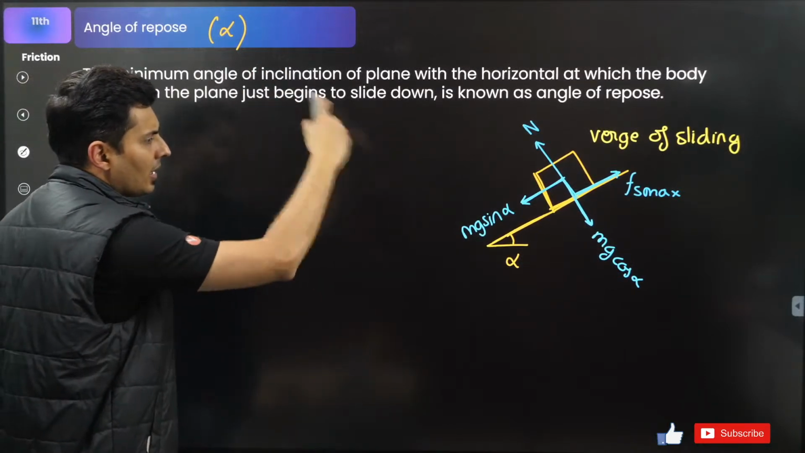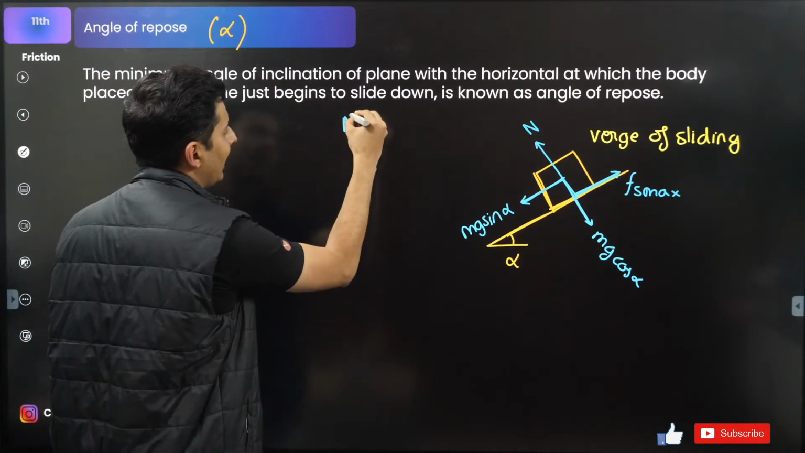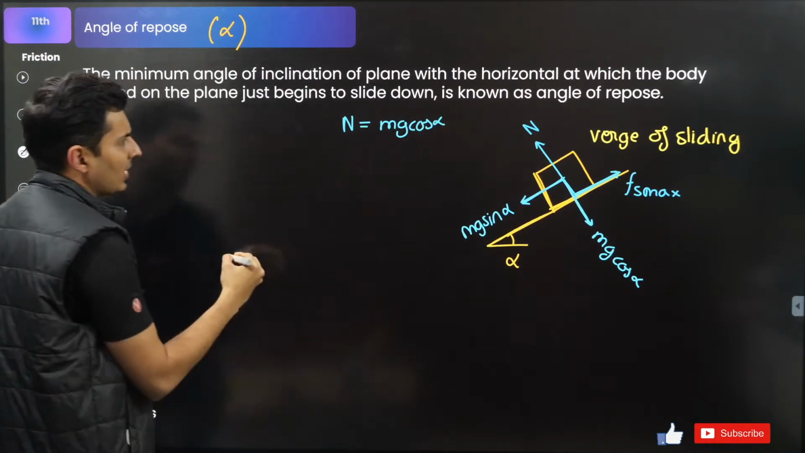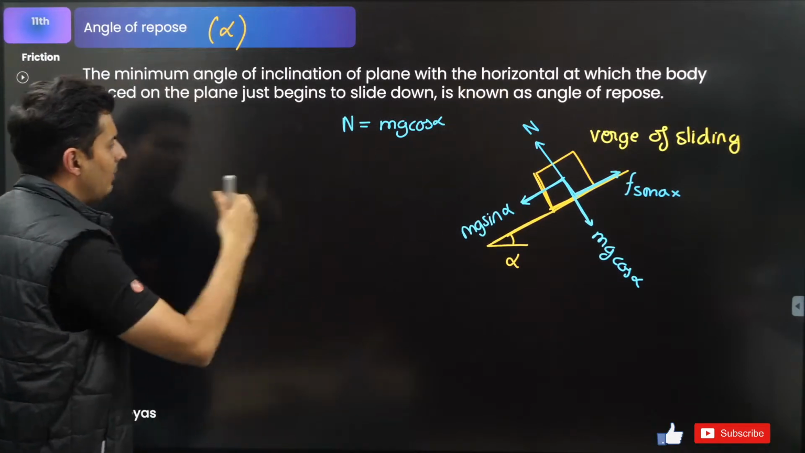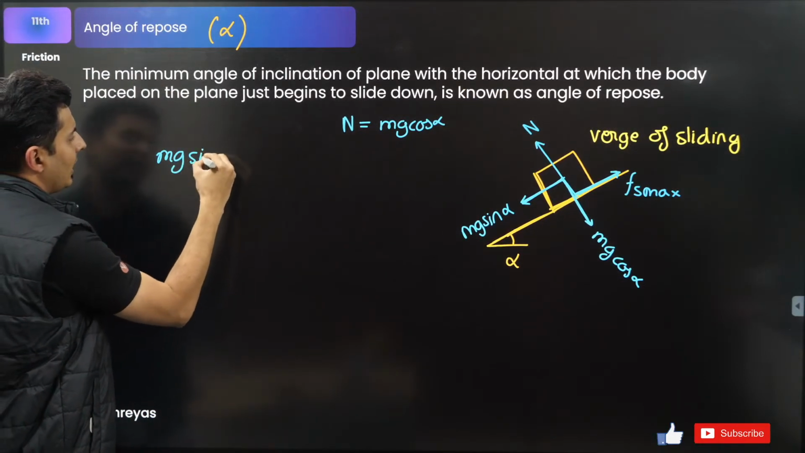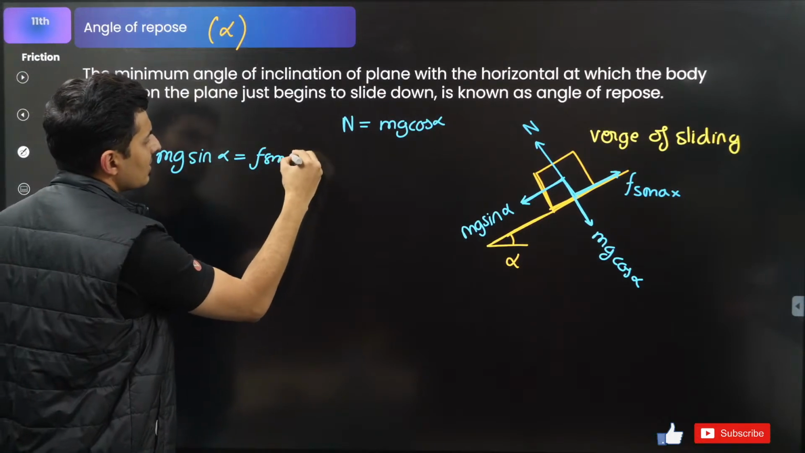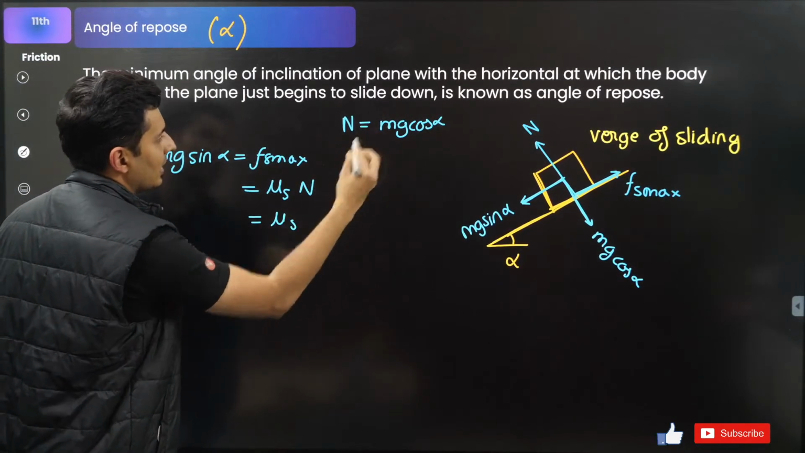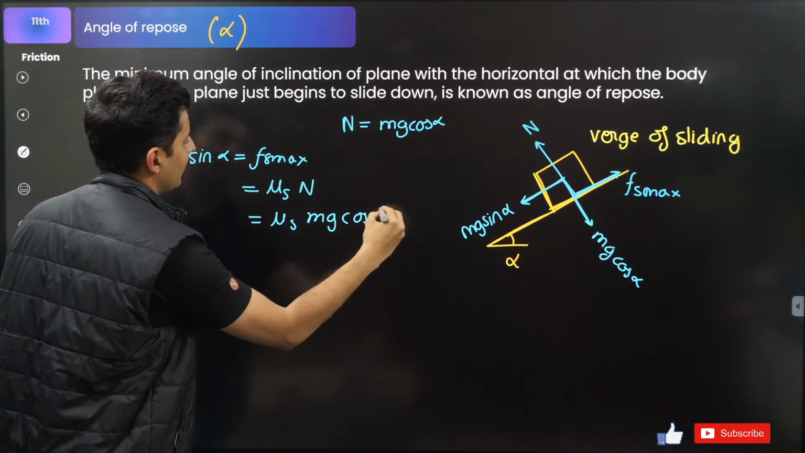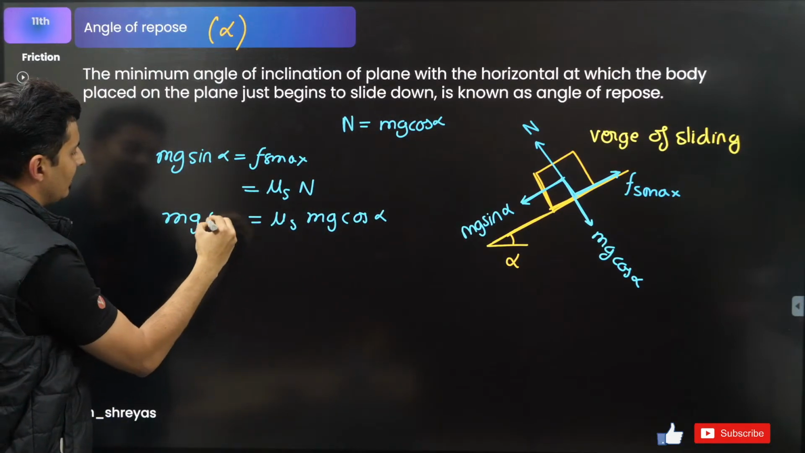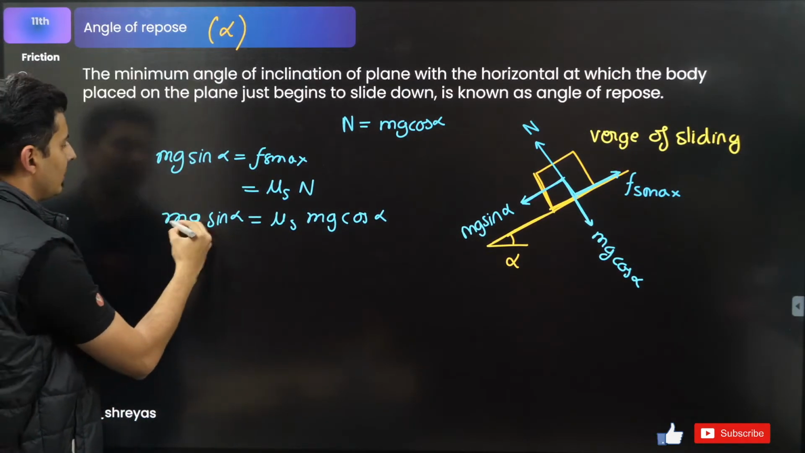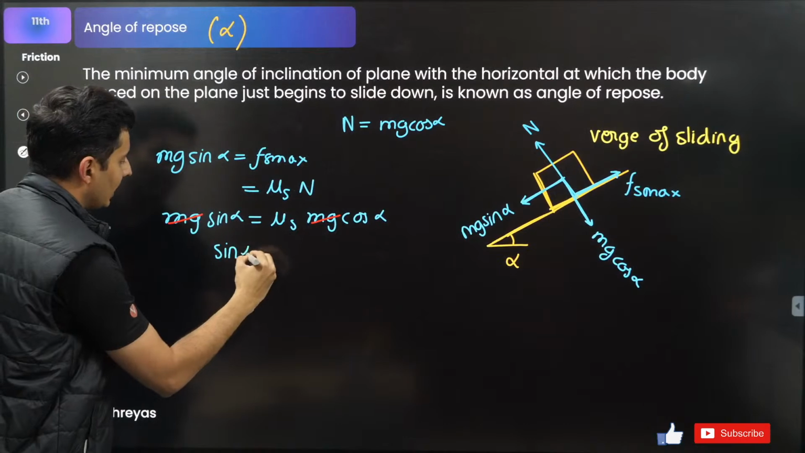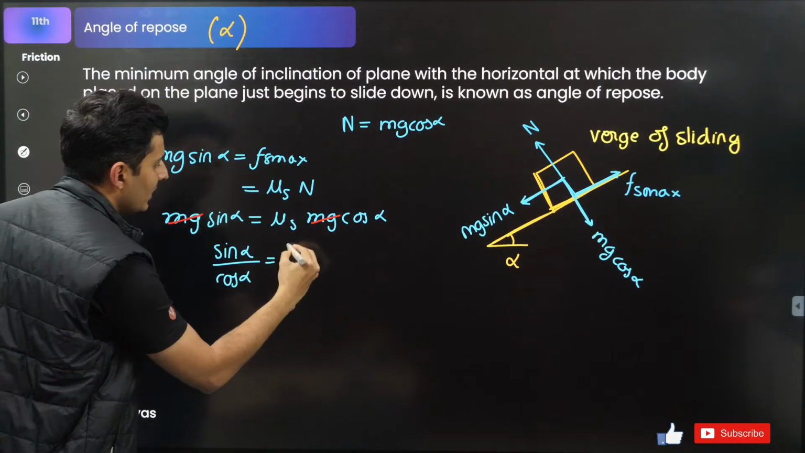So now you can see in the y direction, N will be equal to mg cos alpha, and along the inclined plane, I can say mg sin alpha will be fs max. But wait a minute, fs max is mu s into N, right? And N is nothing but mg cos alpha, right? So here I had mg sin alpha. You can clearly see what is getting cancelled. mg got cancelled. So bring cos below. So it will become sin alpha by cos alpha equals mu s.